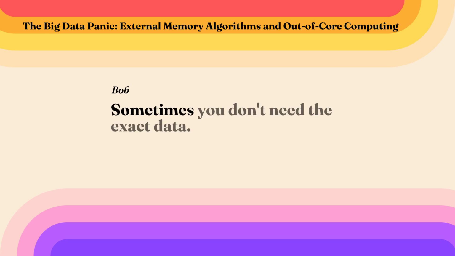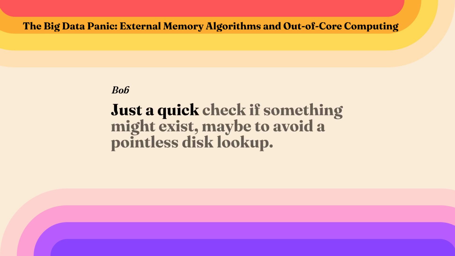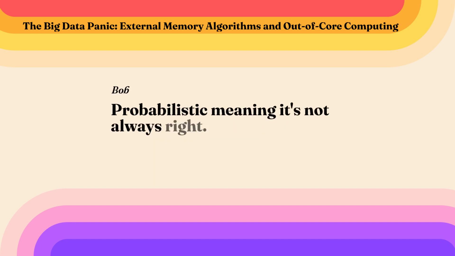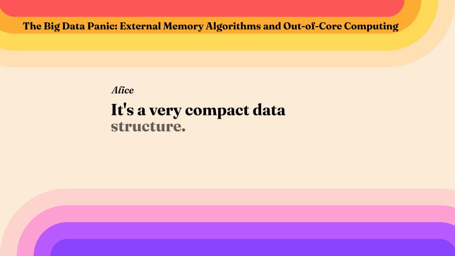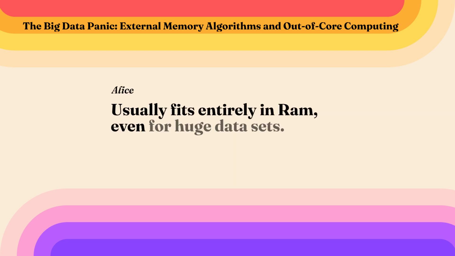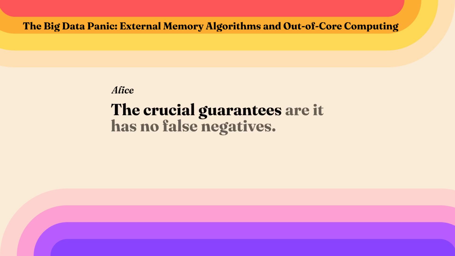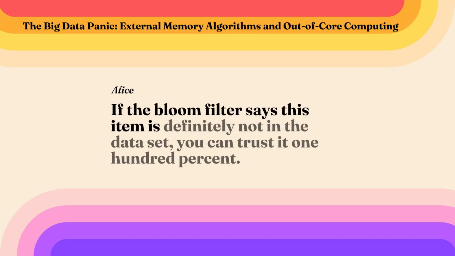Okay, one more tool. Sometimes you don't need the exact data, just a quick check if something might exist, maybe to avoid a pointless disk lookup. Yeah, for that, you use probabilistic structures, most famously the Bloom filter. Probabilistic, meaning it's not always right. Right. It's a very compact data structure, usually fits entirely in RAM, even for huge data sets. You use it to check for membership. The crucial guarantees are it has no false negatives. If the Bloom filter says this item is definitely not in the data set, you can trust it 100%.